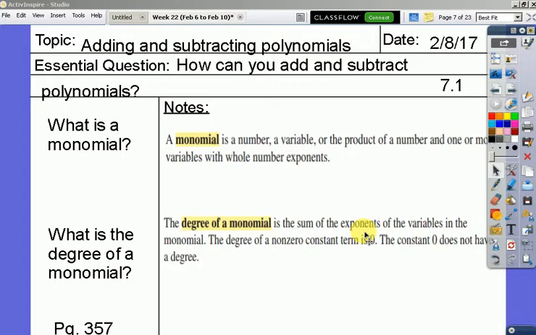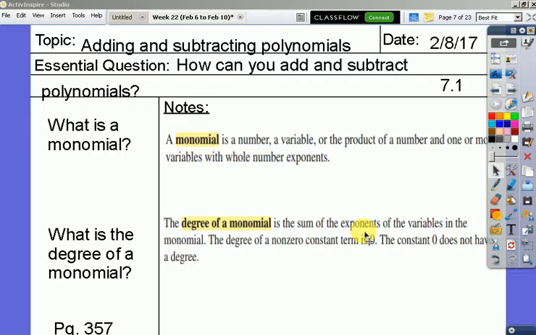So today we're looking at polynomials and specifically adding and subtracting polynomials. To understand what a polynomial is, we have to understand what a monomial is. Monomial has the word mon in it. What do you think that indicates? One. Right. So before we add or subtract anything, we're dealing with a monomial. Okay. As soon as we introduce addition and subtraction, then we're dealing with a polynomial.